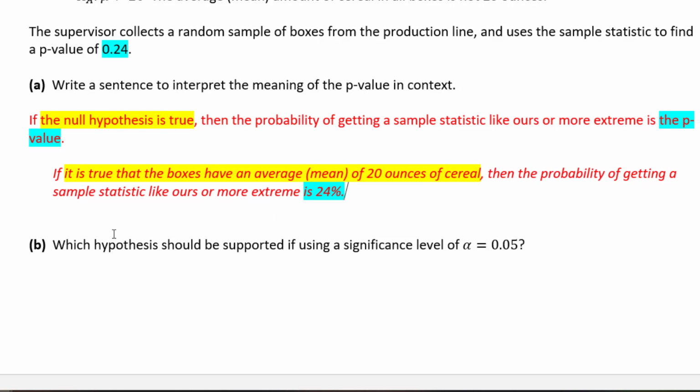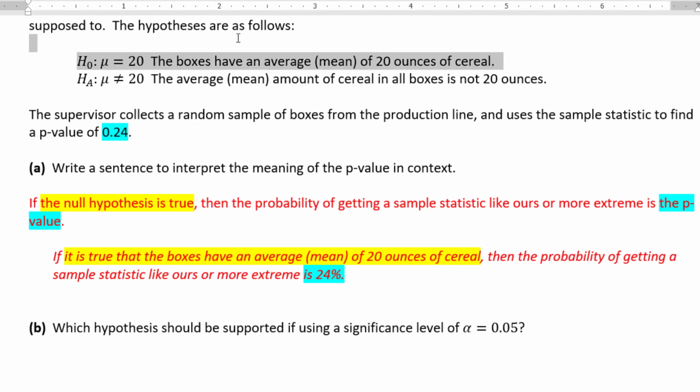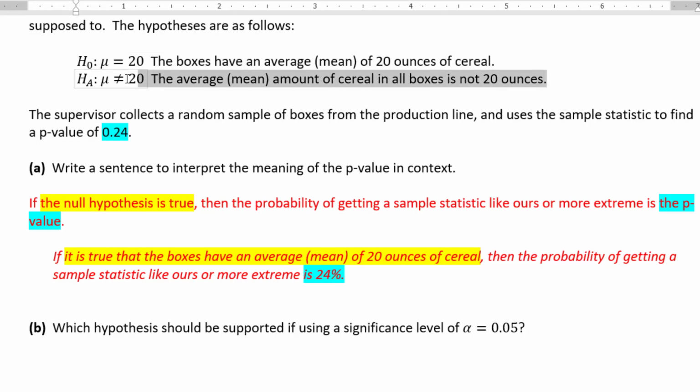So, Part B then says, which hypothesis should be supported if we're using a significance level of alpha equals 0.05? This means we're trying to draw an overall conclusion. Are we going to support the null hypothesis and say that the null hypothesis is plausible, or are we going to say that we support the alternative hypothesis?